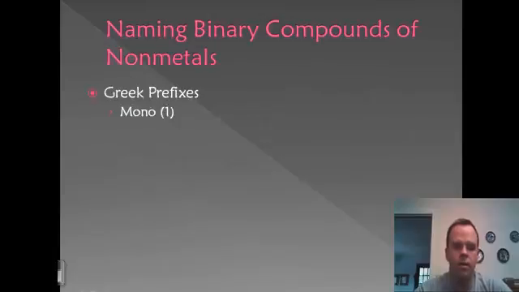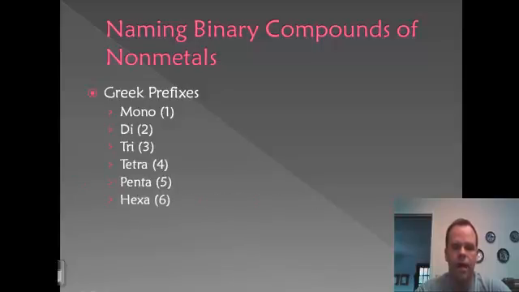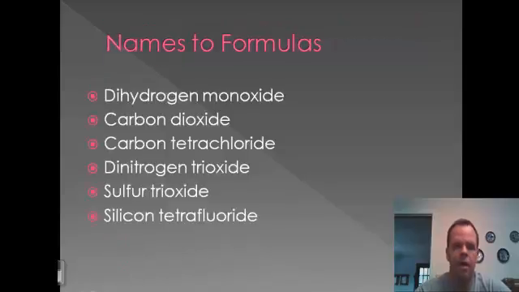Greek prefixes we use: mono for 1, di for 2, tri for 3, tetra for 4, penta for 5, hexa for 6, hepta for 7, octa for 8, nona for 9, and deca for 10. So let's look at examples of these. I think these are actually the easiest of all the naming that we are going to look at.